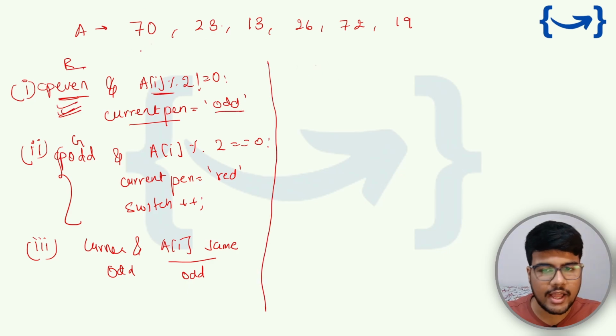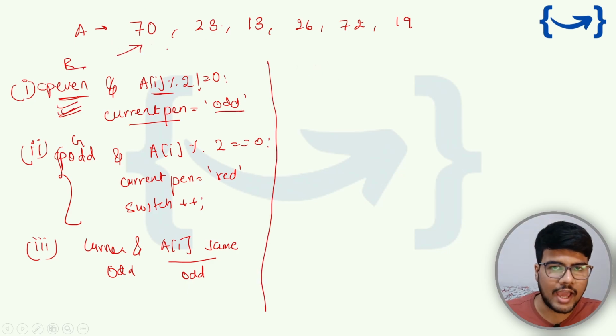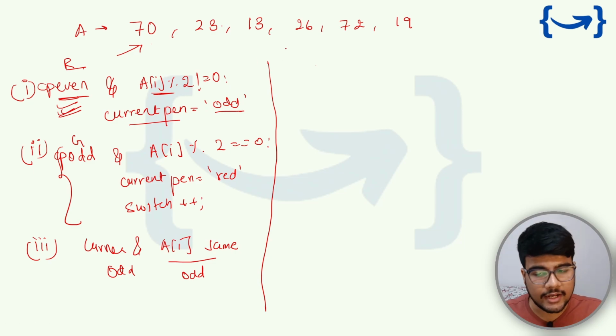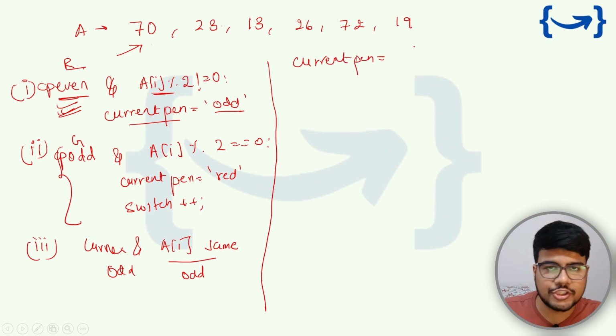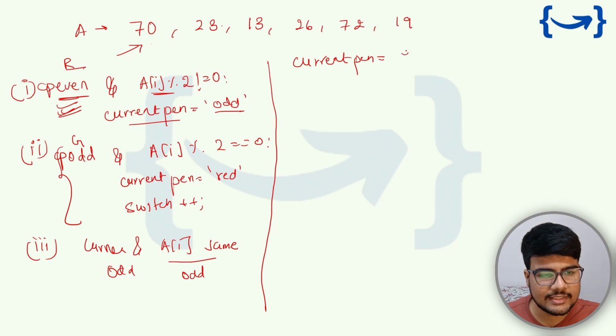Now let's dry run the whole array that we have on the whiteboard, on the given task that we just created. Let's see if that will work or not. The first thing I need to know is the current pen, or which family it belongs to: is it even or odd? So 70 is even, so I will initialize the first thing as even.